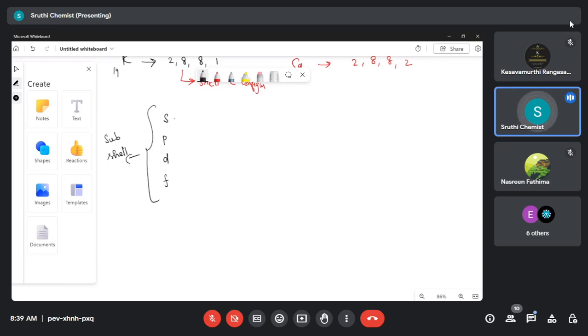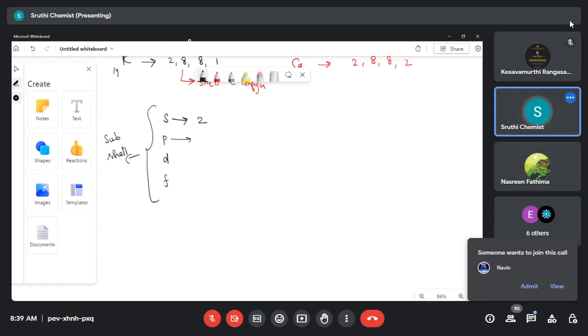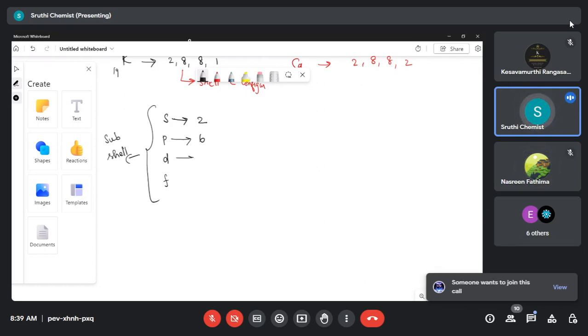Now how many electrons are in the s subshell? The maximum is 2. For the p subshell, the maximum is 6. For the d subshell, the maximum is 10. For the f subshell, the maximum is 14. These are the maximum numbers of electrons in the particular subshells.